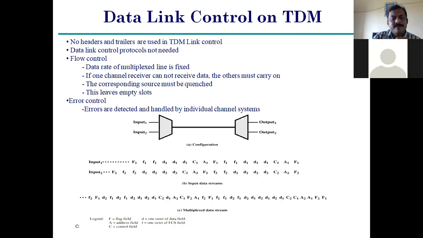So I will explain one by one about frame check sequence and Hamming code, and error detection and error correction topics also. Coming to the D here, one octet of data field. There is data transmitted from one user to another user. One octet of data information is transmitted, and one octet of frame check sequence is verified. Here A means address field, and C means control field.